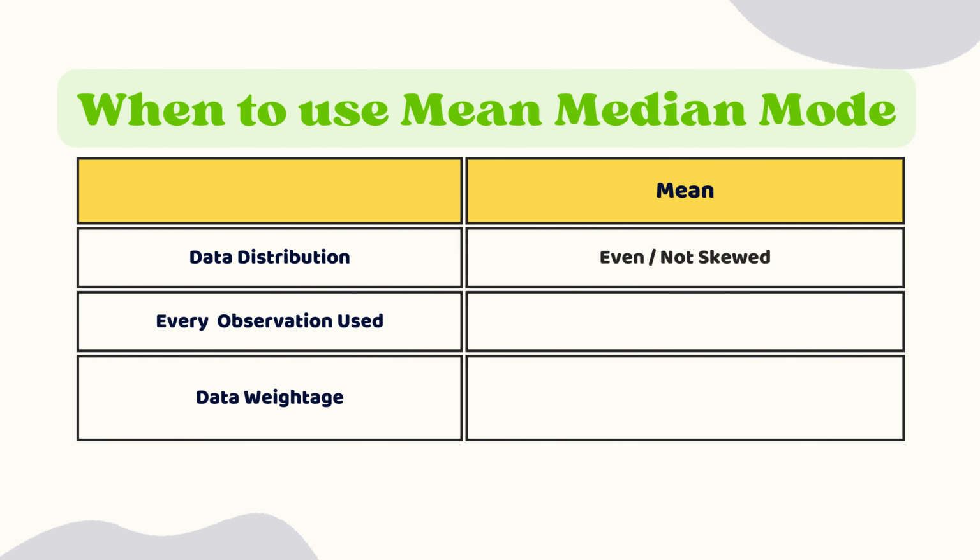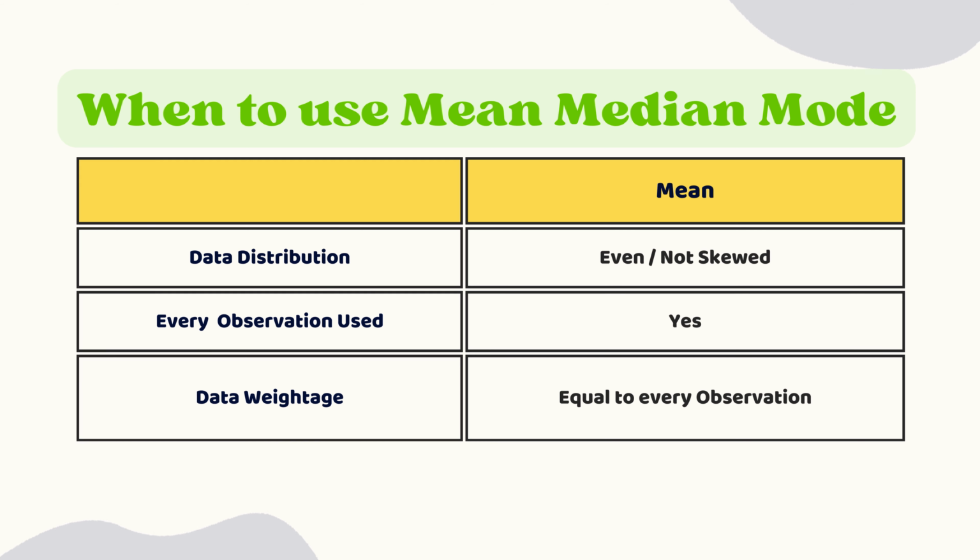Now let's understand when to use mean, median, and mode. When should we use mean? We use mean when the data is evenly distributed and not skewed. Also, mean uses every observation and gives equal weightage to all the values.